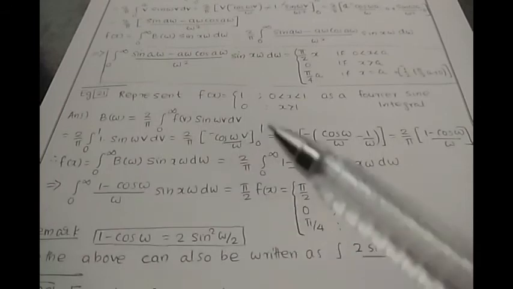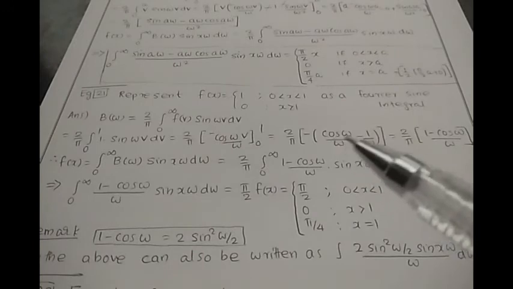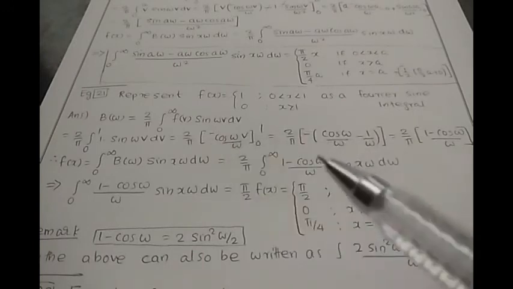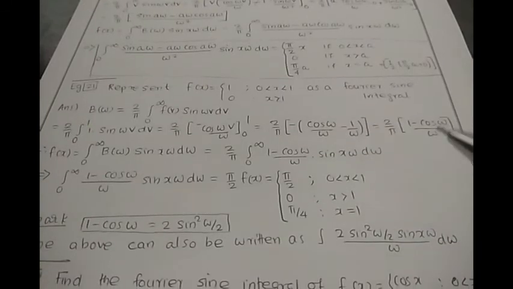Next one, represent f of x equal to 1 in between 0 and 1 as a Fourier sine integral. So we write the sine formula b omega here first, then we substitute f of v equal to 1 here, and 1 into sine omega v, we have to integrate only sine omega v here, which is minus cos omega v by omega. Upper limit is 1, lower limit is 0. So if I apply the upper limit, it is cos omega by omega, minus is taken out here, minus if I substitute 0 here, cos 0 is 1 by omega, and to multiply by minus we have to write the opposite here, which is 1 minus cos omega by omega.